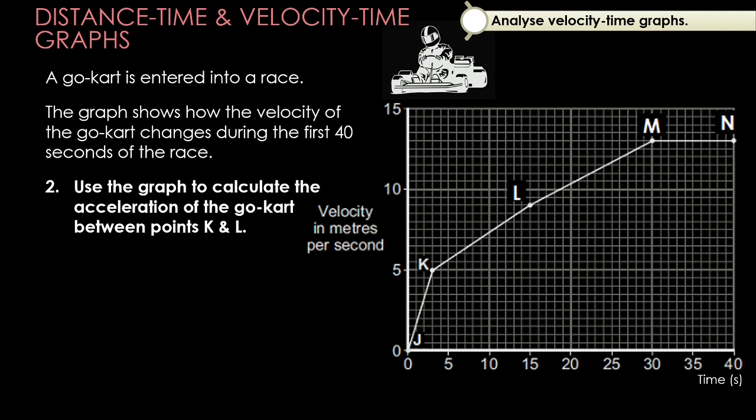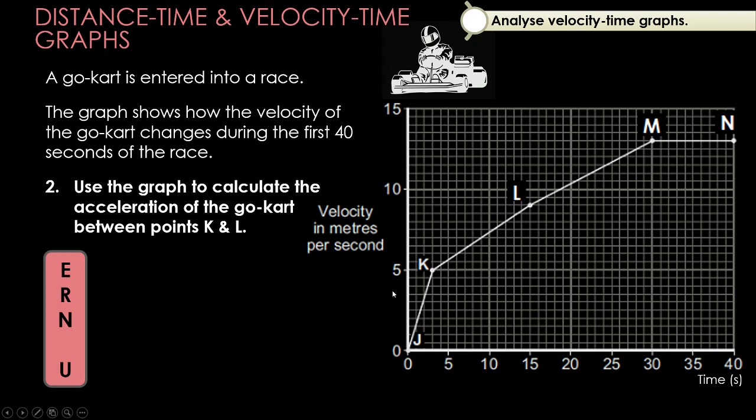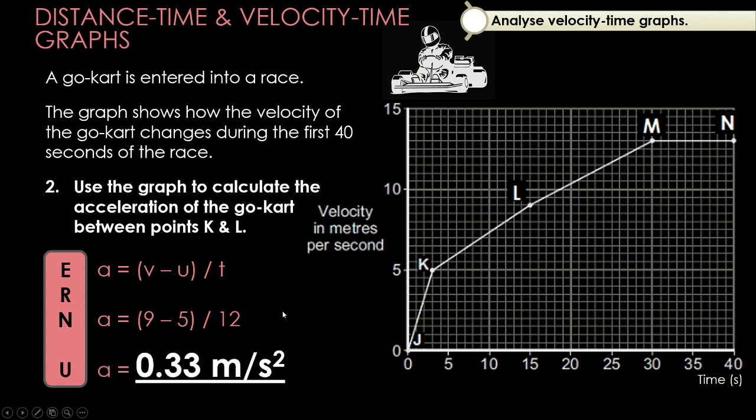Question two, use the graph to calculate the acceleration of the go-kart between points K and L. Once again, we're going to use ERNU: equation, rearrange, numbers, don't forget the units. a equals v minus u over t. Our numbers are going to be 9 minus 5 divided by 12, because we go to a final velocity of 9. We have a starting velocity of 5 and it takes 12 seconds to get there. So 9 minus 5 divided by 12 gives an acceleration of, to two significant figures, 0.33 meters per second squared.